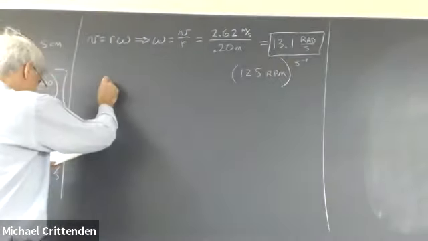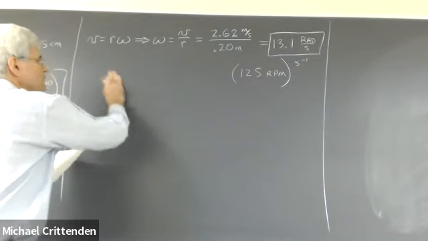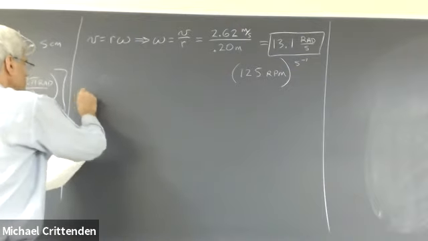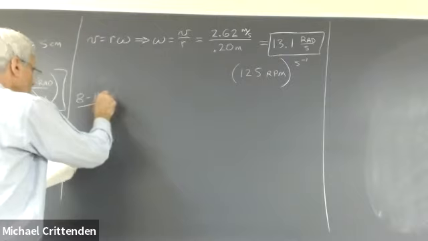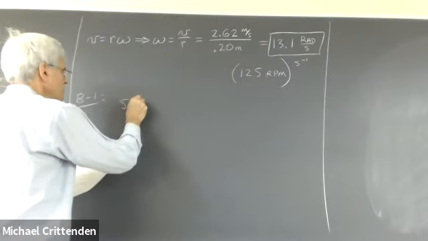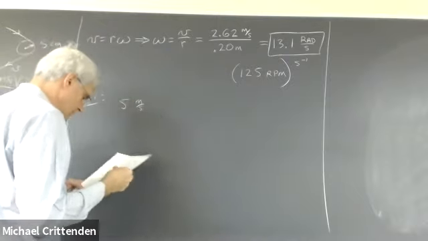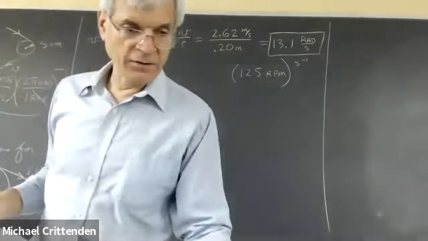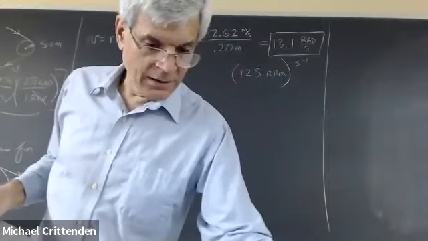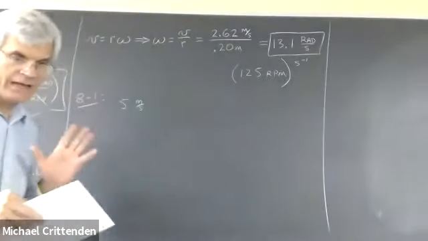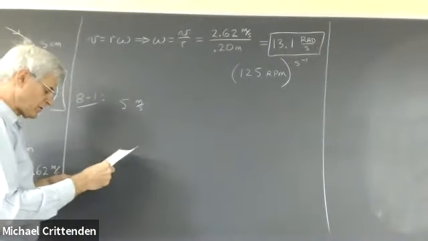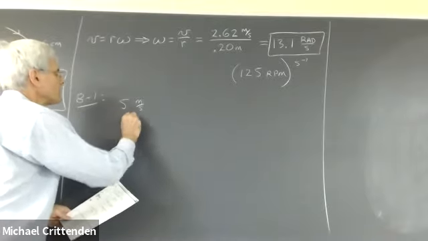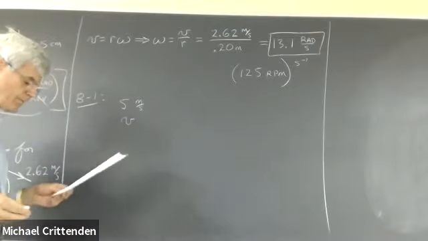So first of all, and maybe a little further down, you had 5 meters per second. Distance over time is velocity, not angular velocity. That would be angle over time. So this gets a V.